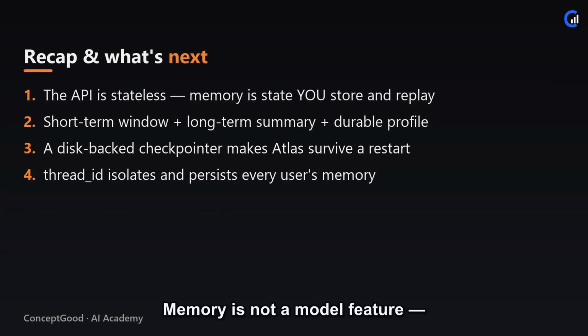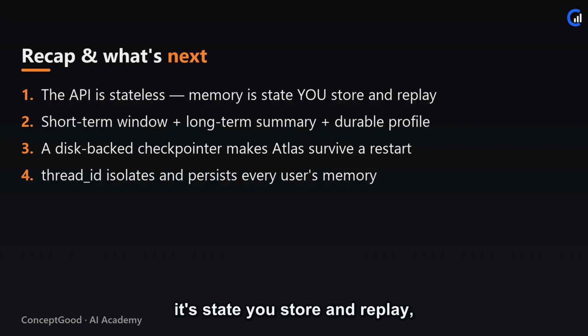Memory is not a model feature, it's state you store and replay, because the API itself forgets everything. We built Atlas a short-term window, a long-term rolling summary, and a durable per-user profile. We gave it a disk-backed checkpointer so it survives a restart, and isolated every user by thread ID. Atlas is now genuinely stateful.